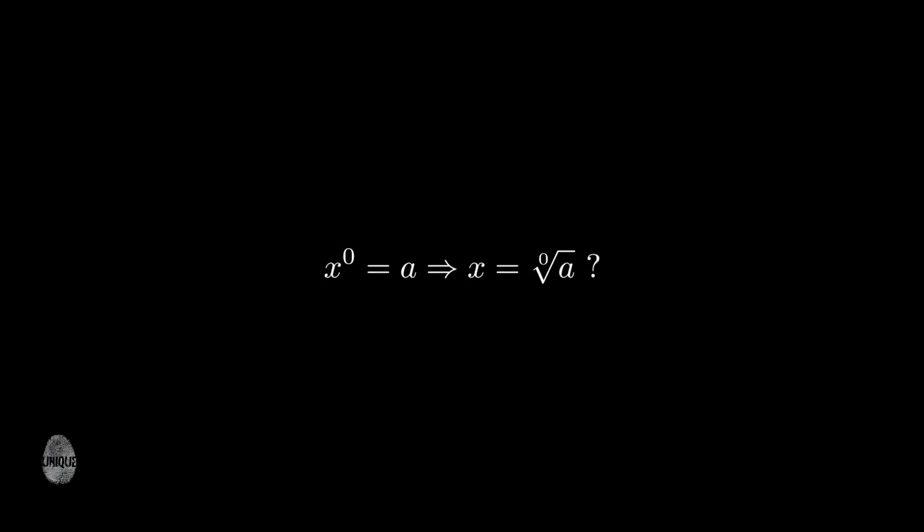Let's see why with a few quick examples. By definition, 2 to the 0 power is 1. 3 to the 0 power is also 1. In fact, any positive real number to the power of 0 is always defined to be 1, not the original number. So the zeroth root doesn't make sense in this way.